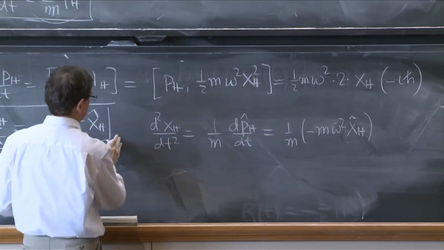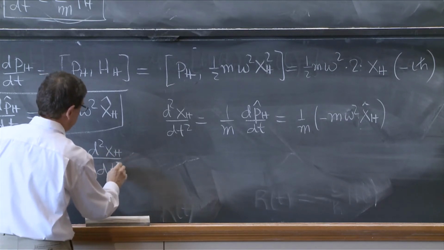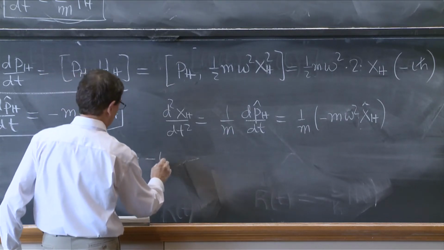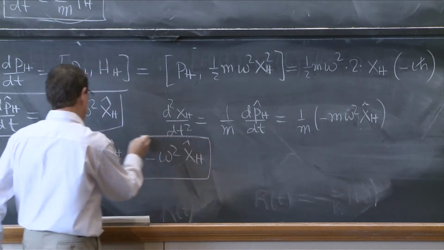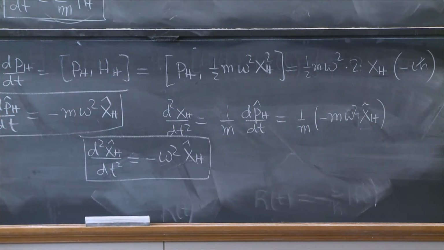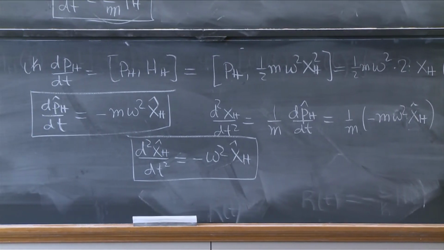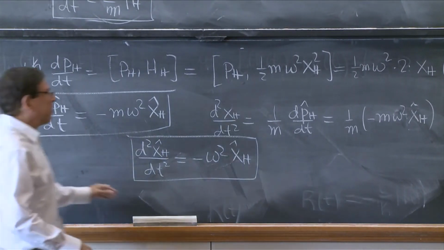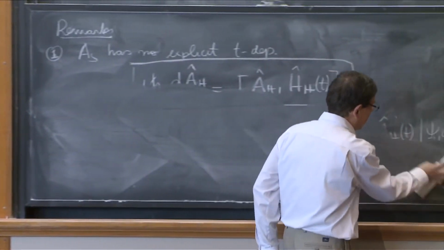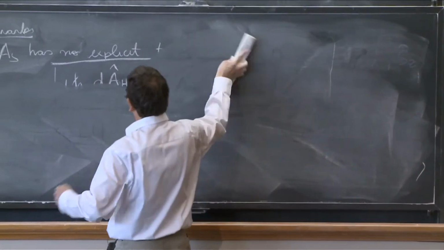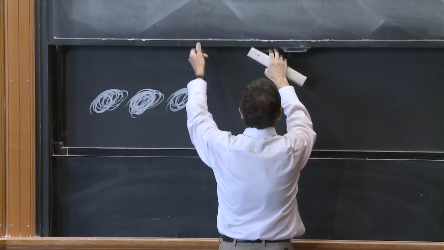So d squared x H dt squared is equal to minus omega squared x H. Exactly the equation of motion of a harmonic oscillator. It's really absolutely nice that you recover those equations that you had before, except that now you're talking operators, and it's going to simplify your life quite dramatically when you try to use these operators.